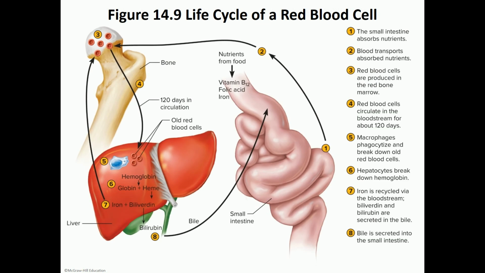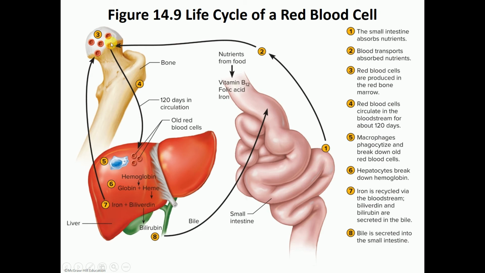What is the life cycle of a red blood cell? Well, it all starts with the nutrients that we take in. So remember, we need iron, vitamin B12, and folic acid. When we eat those and they are absorbed through the small intestine, they are transported to your red bone marrow. And in the bone marrow, the process of erythropoiesis will be stimulated with the production of these RBCs.